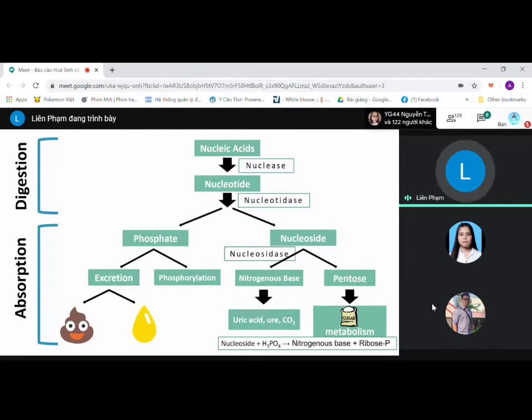And my exact answer is phosphate, nitrogenous base, and pentose sugar. These products that can be reused are phosphate, pentose sugar, and nitrogenous base. They are reused to synthesize new nucleic acids, glycosides, lipids, or proteins.